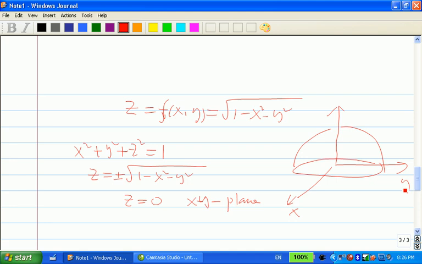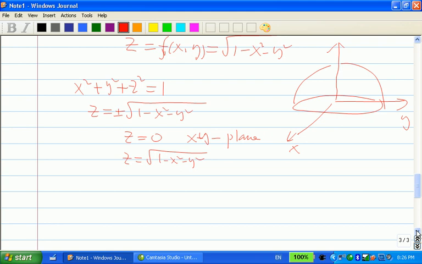So you combine z equal to 0 with this one. That means you use z equal to 0, which is a plane, to intersect your top half of the sphere. What do we get? Obviously, you get this circle, with the origin as the center and radius 1.